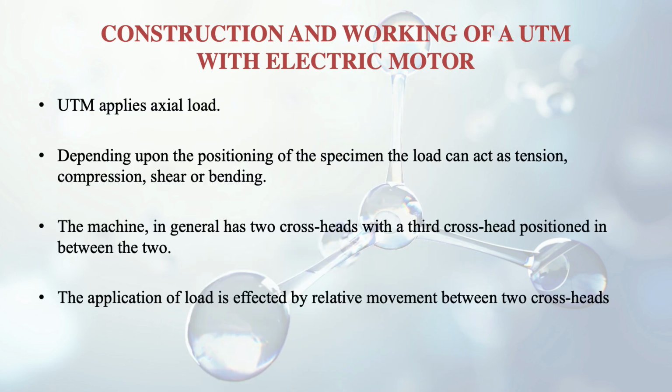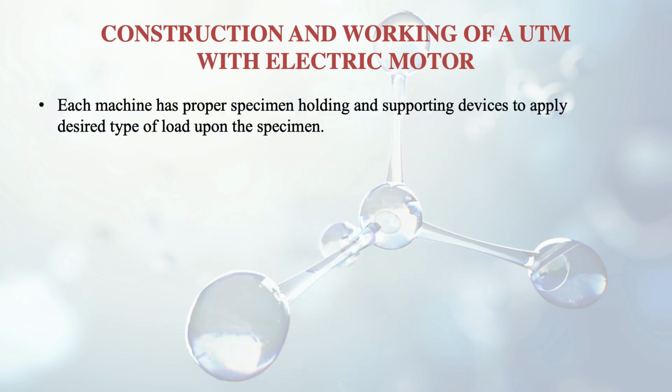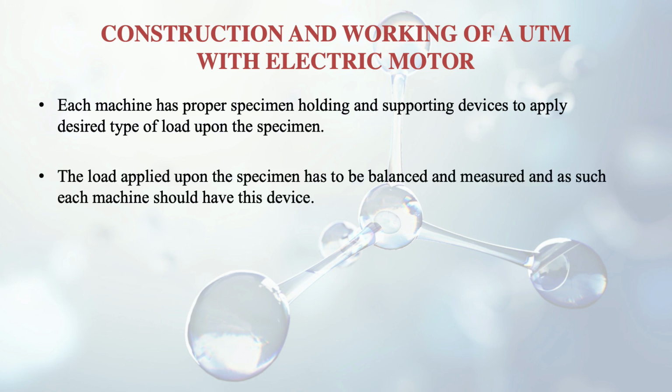So application of load is affected by the relative movement between the two crossheads. So you see here two crossheads, where accordingly the specimen will also move as they move up. Each machine has proper specimen holding and supporting devices to apply the desired type of load upon the specimen. As discussed earlier, the load applied upon the specimen has to be balanced and measured, and as such each machine should have this device.